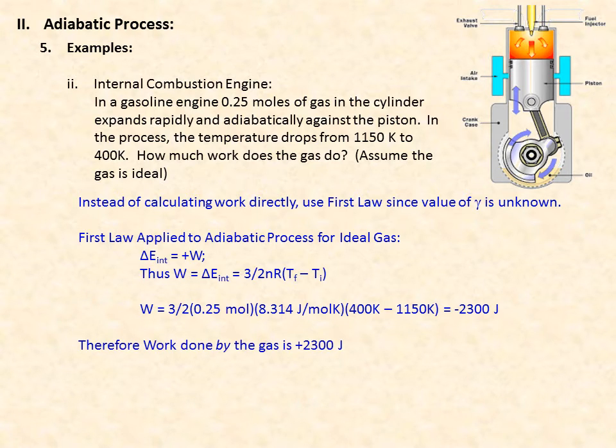Or conversely, we can say the work done by the gas is simply the opposite of this, which is 2300 joules. So as that gas expands against the piston, we end up getting work done by the gas, or 2300 joules of useful work being done on the environment.